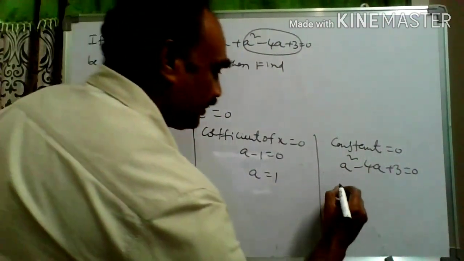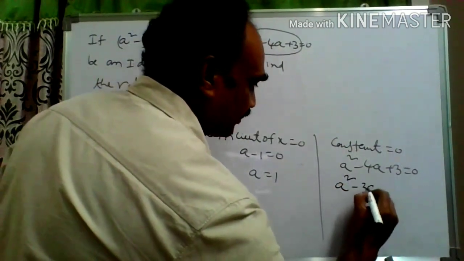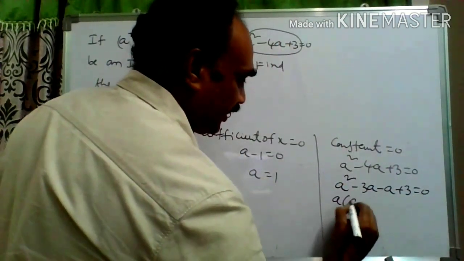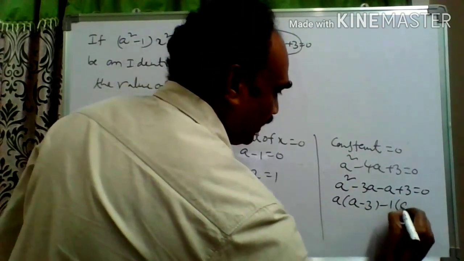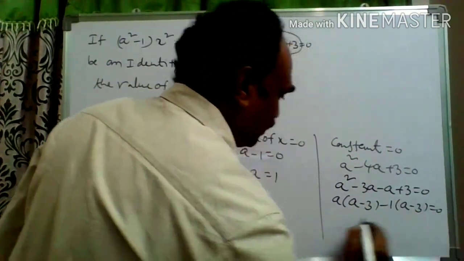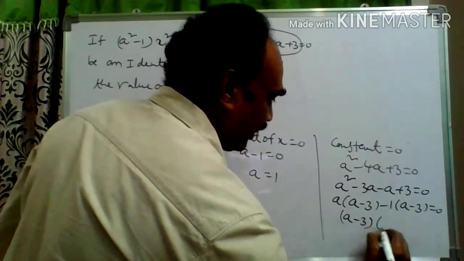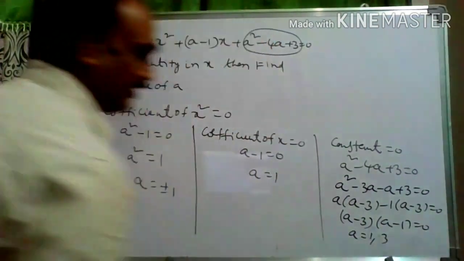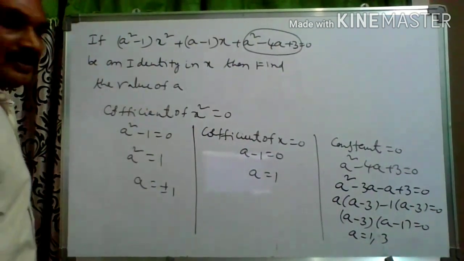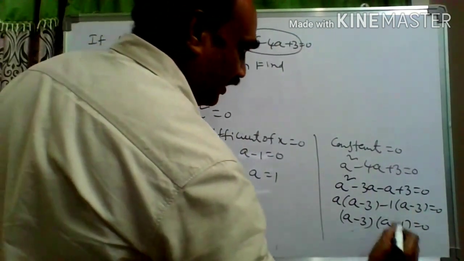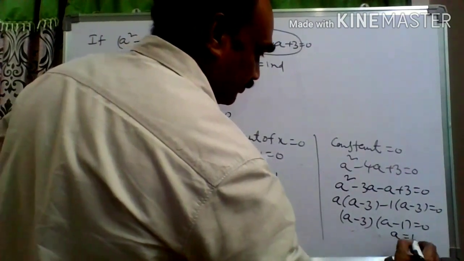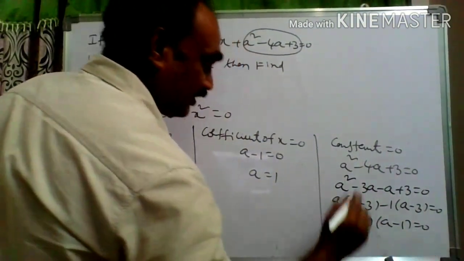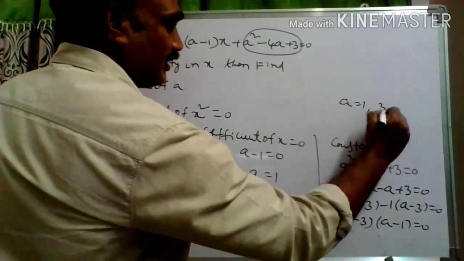Students, a square minus 4a plus 3 is equal to a square minus 3a minus a plus 3. Take a common, a minus 3, minus 1 common, a minus 3. Students, a minus 3 common, a minus 3 into a minus 1 is equal to 0. So a is equal to 1 or 3.